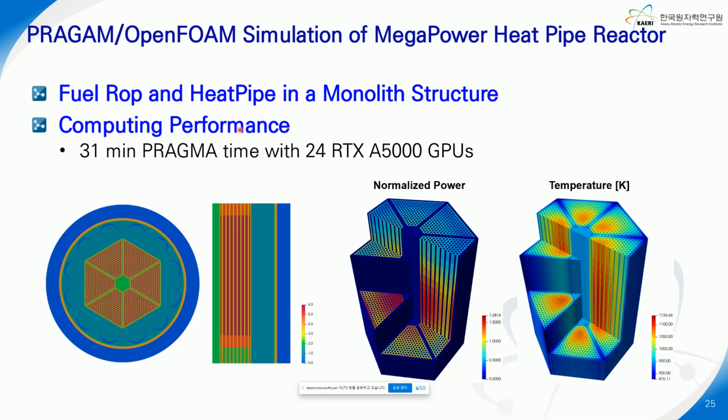This is the result of the Pragma calculation performed with the optics ray tracing for the megapower heat pipe reactor, in which fuel rods and heat pipes are placed in a monolith structure like this, and 31 minutes with 24 GPUs were enough to obtain this power and temperature distributions.